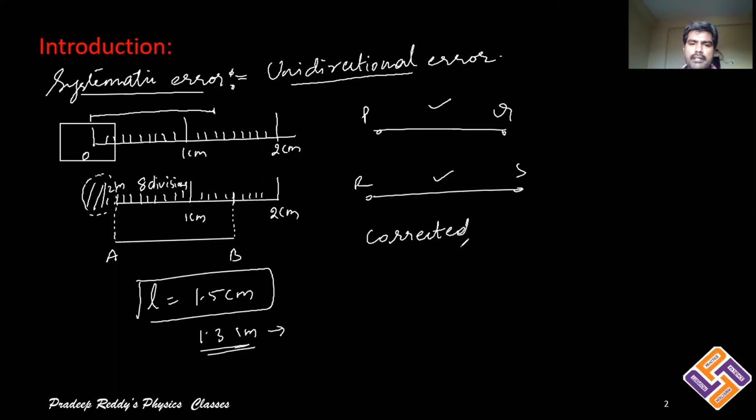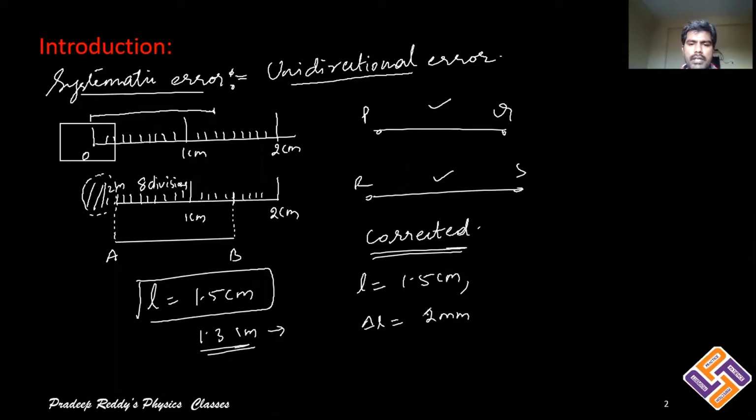So how can you correct this? The length which we have got is 1.5 centimeter. And what is the error in this? We have already noted that the scale is broken at 2 millimeter. So how do you write the error? Error is equal to the broken part, that is, 2 millimeter.